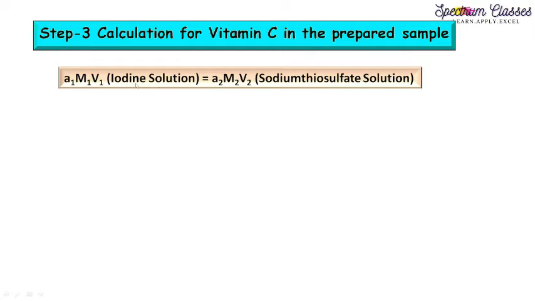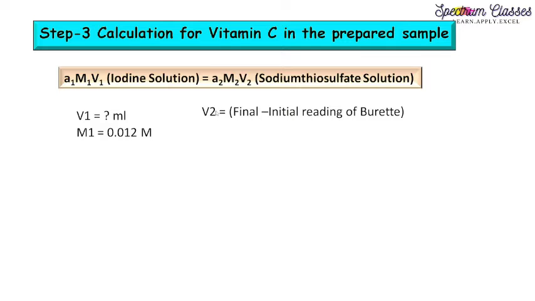So first, we are going to calculate how much iodine solution is in excess in the analyte, right? How are we going to come to know? Here we are going to determine the volume of iodine solution which is in excess, and M1 is equal to 0.012 molar for the prepared iodine solution. This I have discussed in my previous video.